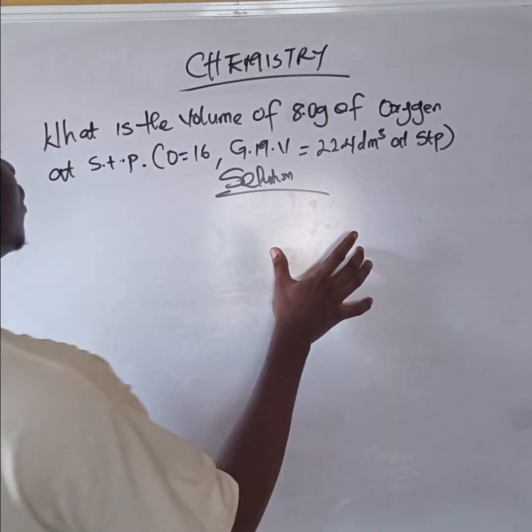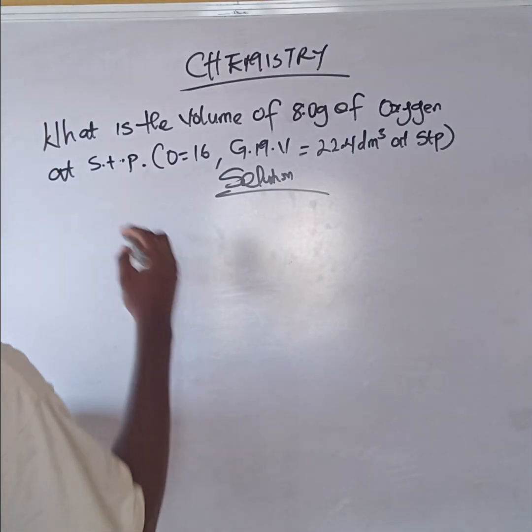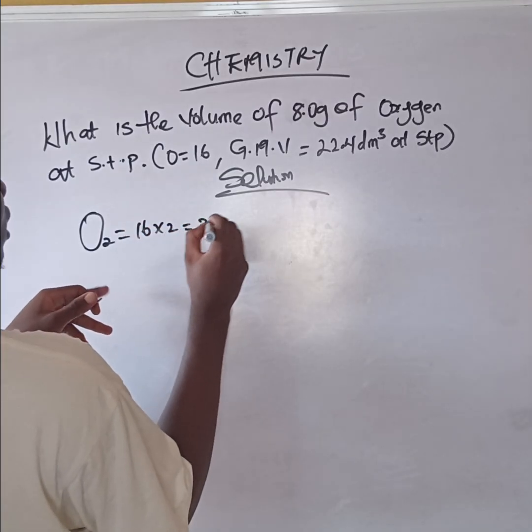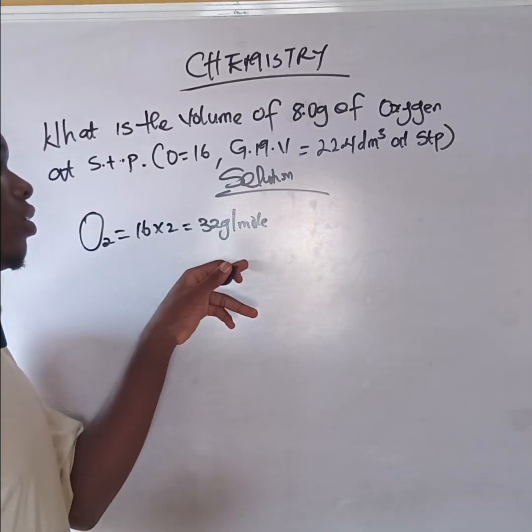So now moving on. To solve this problem, first of all, we need to calculate the molar mass of oxygen, which is O2, and that will be equal to 16 times 2, which is 32 gram per mole. 32 gram per mole. Right?